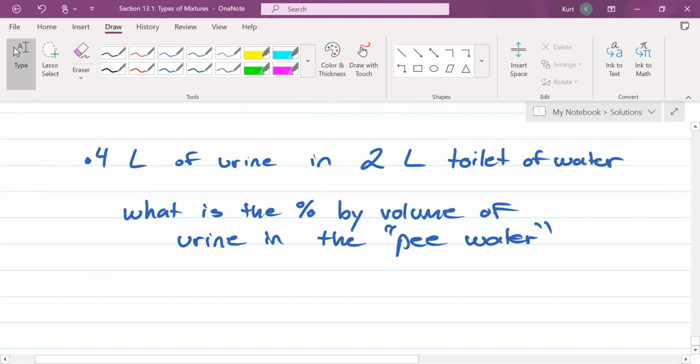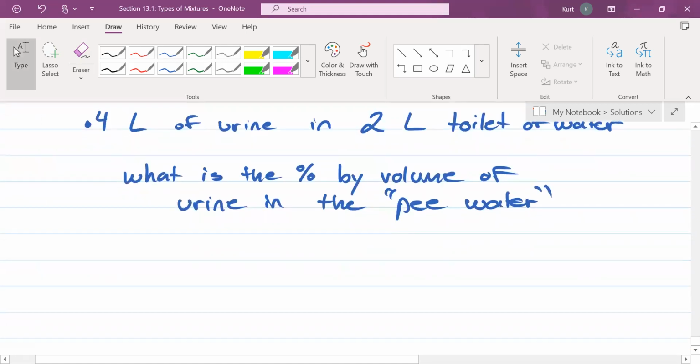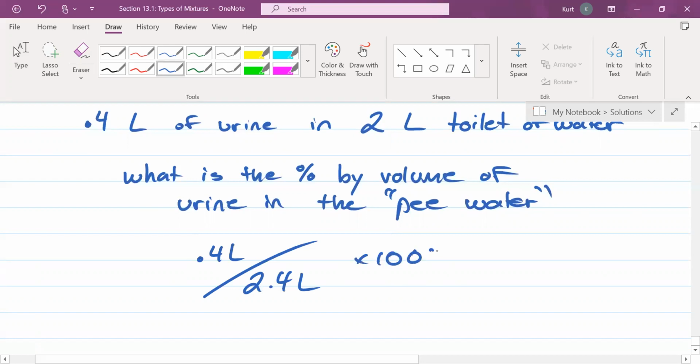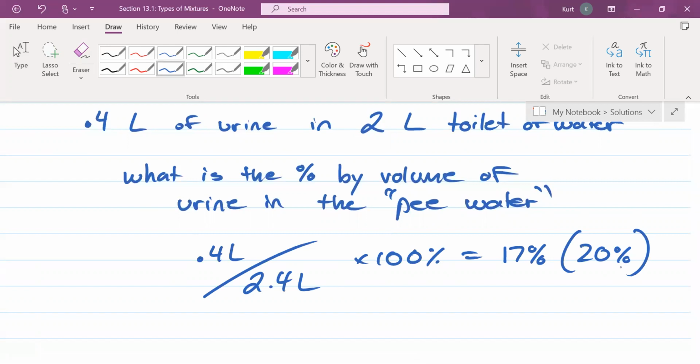Colby, what'd you do? Very good. 0.4 liters divided by 2.4 liters times 100 should equal about 17%. If you want to round that to sig figs, that would be 20%. Technically, I got 16.6, but that rounds up to 17. But again, sig figs, 0.4, 20.